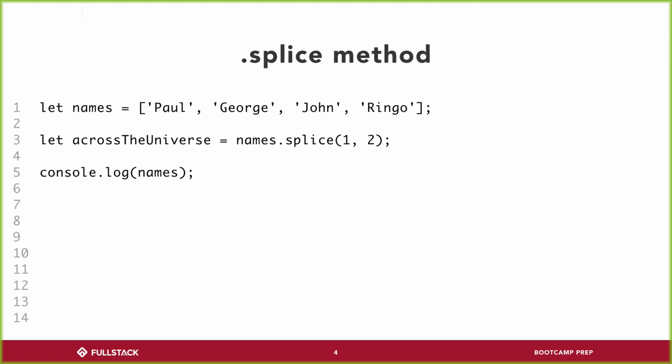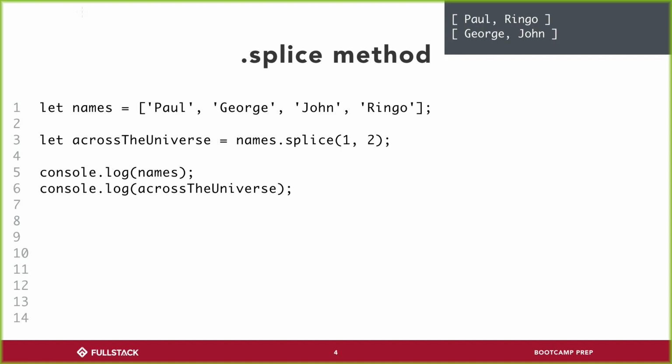So yeah, in this case, we have 1 and 2. So are there any guesses what names? Oh, okay. But yeah, it basically cuts off 2 names. So it'll cut off John and Ringo, and that'll be what across the universe, or Paul and George.